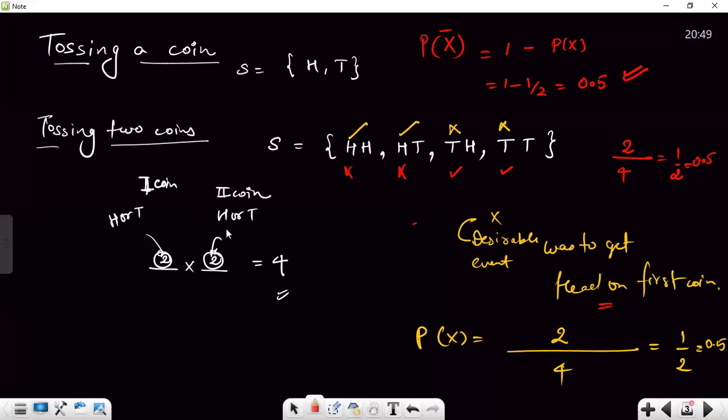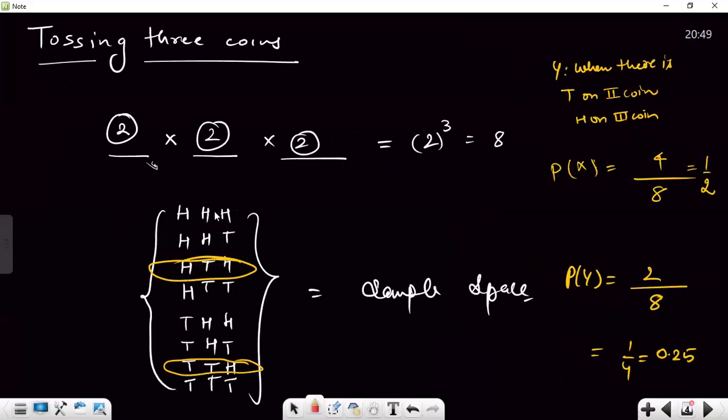Now, let's discuss event Y also. Y was basically when there is a tail on the second coin and a head on the third. What if we have P of Y and have to find P of not Y? It is simply 1 minus P of Y.